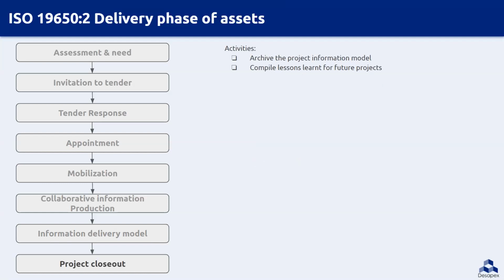Then the last part is the project closeout. As part of project closeout, we archive the project information model, which can be used for the later stages of the project, like asset management and facility management. The lessons learned from the project are captured along with the lead appointed party and appointing party. This is very important because it will give us great value for future projects.